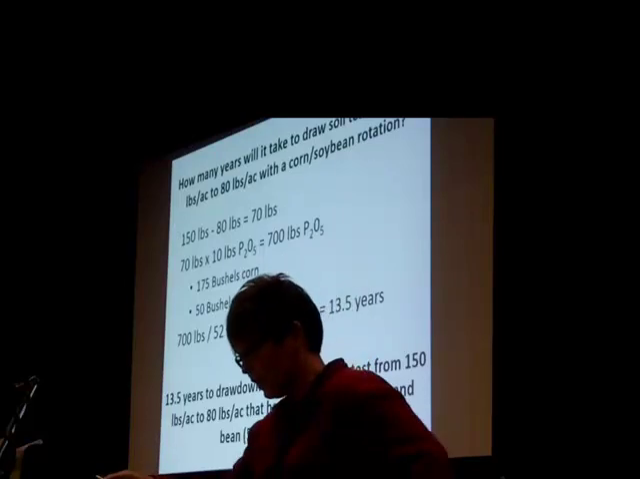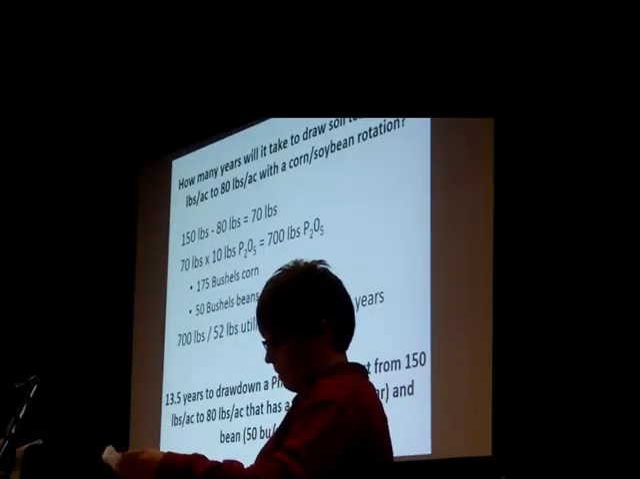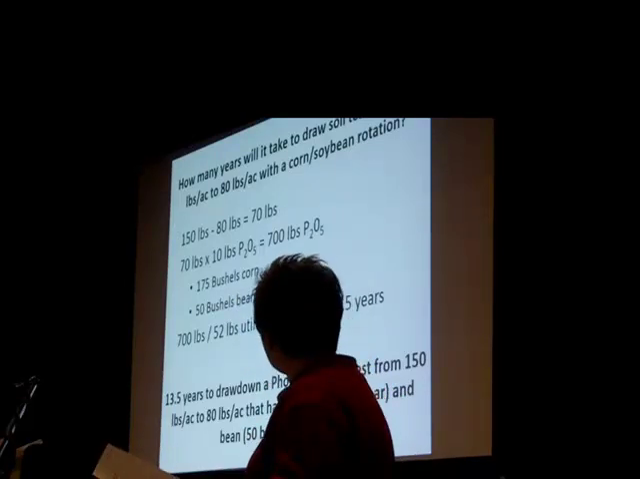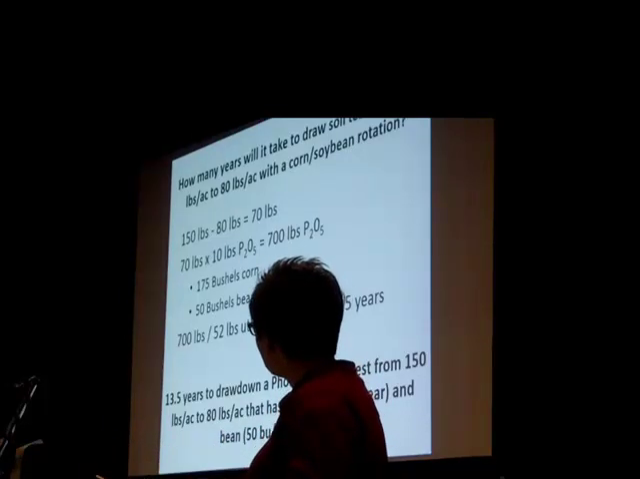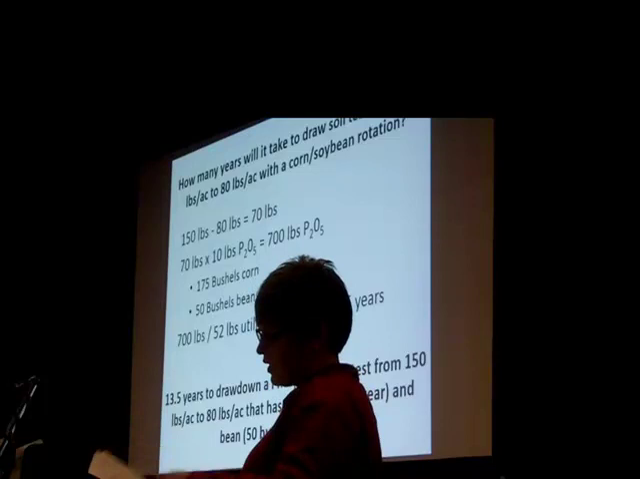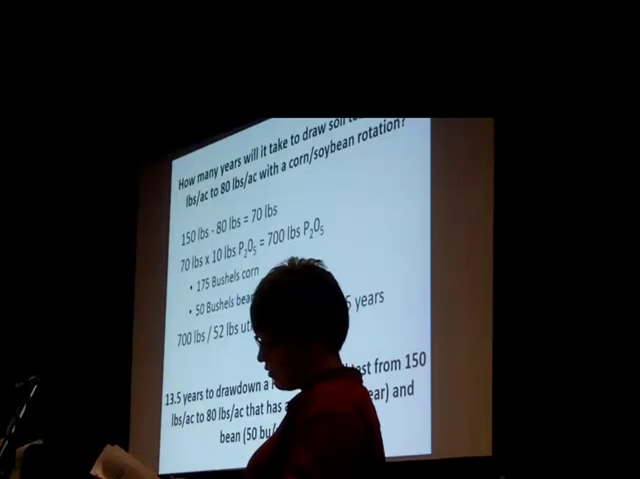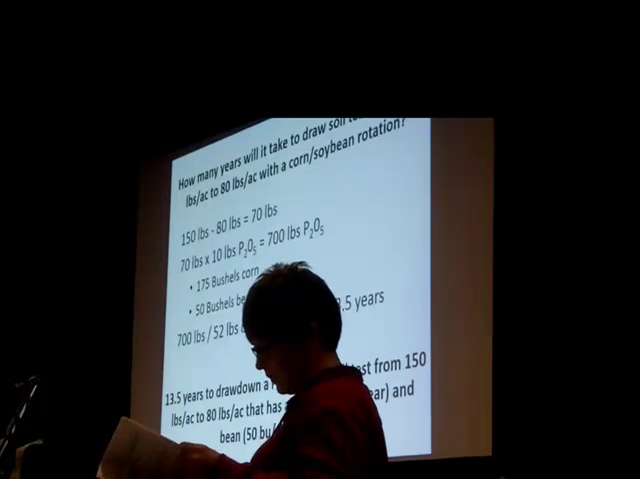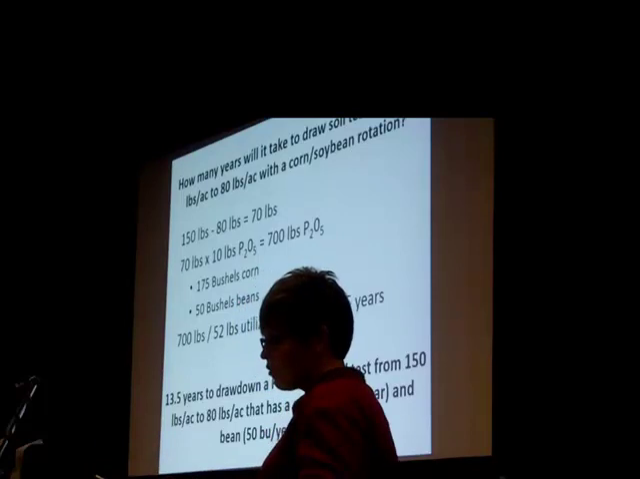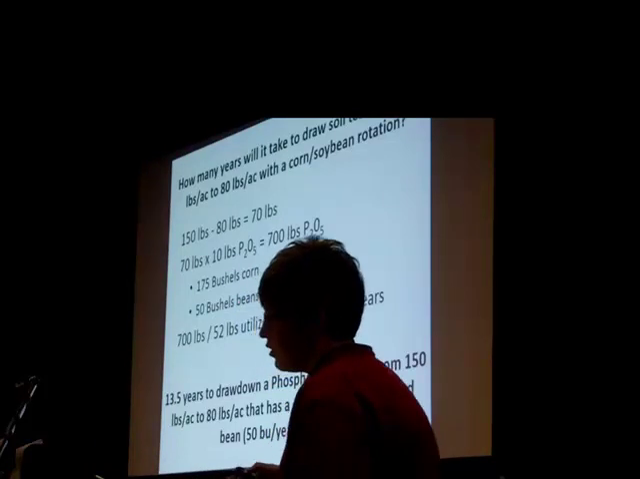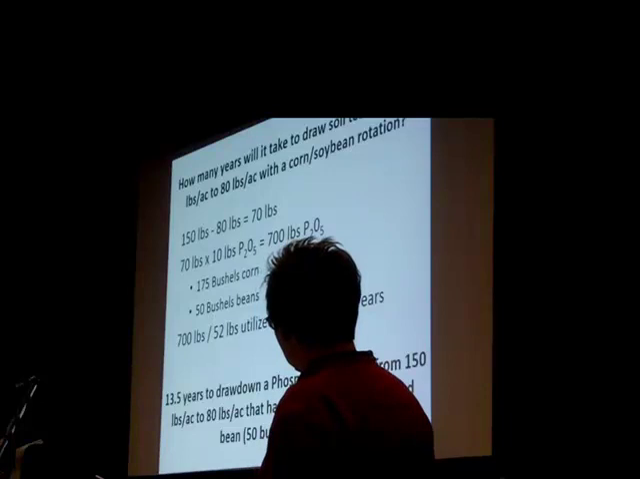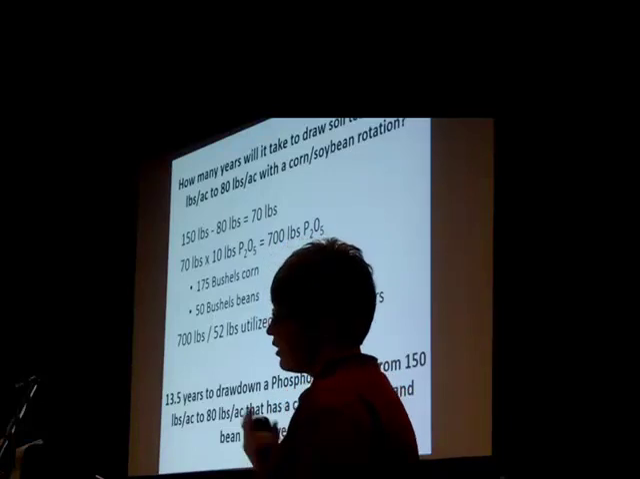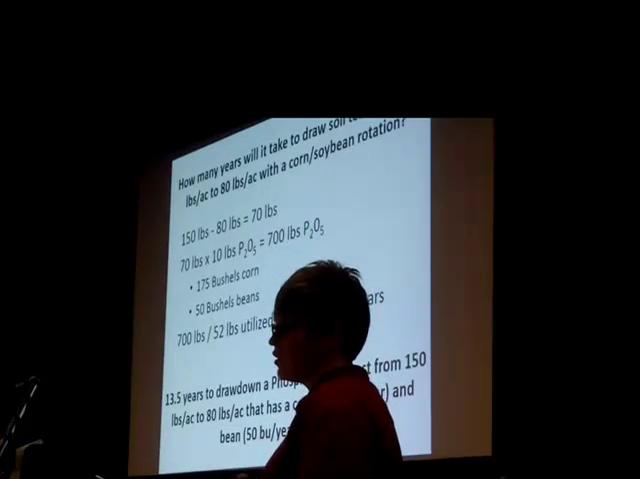So then the next question is, if we go to a corn, I'm sorry, that last example was a solid corn sample. This one is a corn bean rotation. So the beans are going to utilize a little bit less phosphorus. So at the end of the day, we're looking at 13 and a half years. So you add on right at 2 years just by putting another crop in there that utilizes less phosphorus.